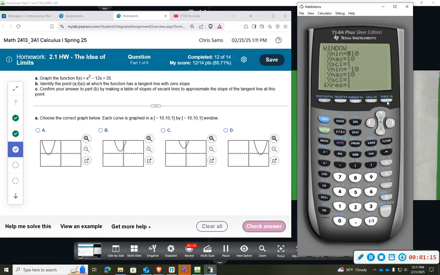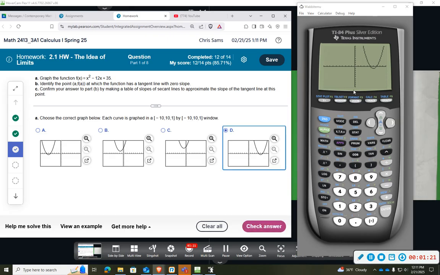So we go back to graph, and we get this image, and we can just pick the one that best matches, which looks like D. So we got a parabola. Looks like our vertex is at 6, negative 1. So when we do a horizontal line, that's a slope of 0, and that looks like that happens at this tangent point right here, tangent to the minimum, which looks like 6, negative 1, which we could work out as well.